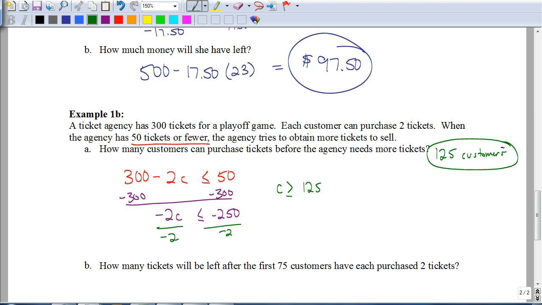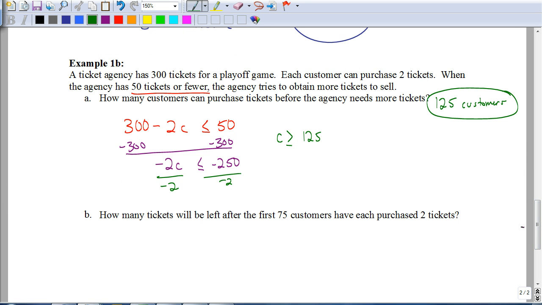That would be your answer. And you could just put 75 into this inequality, the 300 minus 2 times 75, to figure out how much should be left. So you take 300 minus 2 times 75, which is 150, and 300 minus 150 gives you 150 tickets left over.